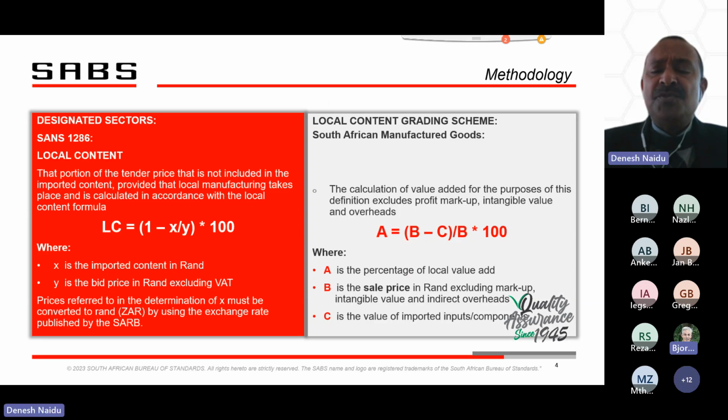I'm diving straight into the area of local content and the topic of today. I thought it would be important to share these two approaches. Local content kicked off back in 2011 when SABS was appointed as the chosen agency on behalf of the DTIC to conduct local content verifications. The formula on the left-hand side is SANS 1286, the specification or standard for local content verification.